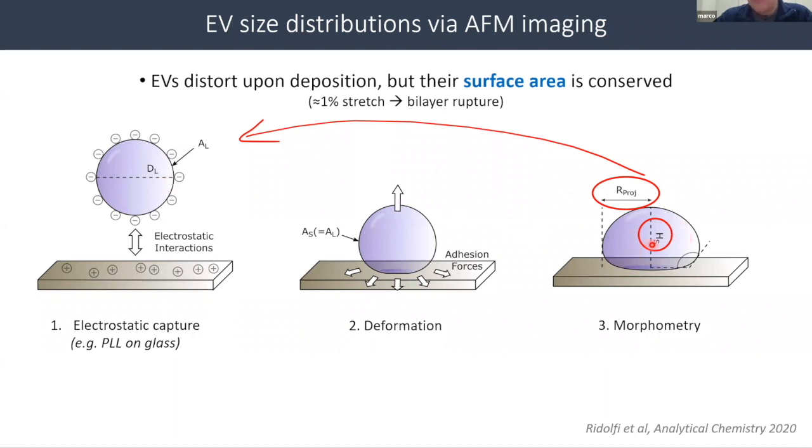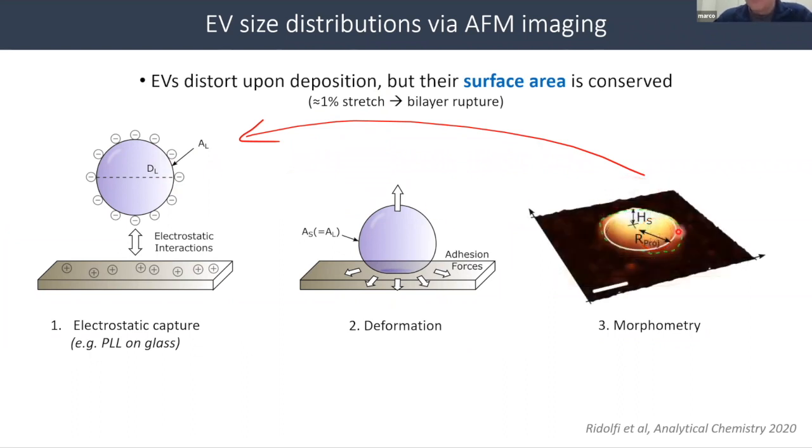This assumption of conservation of surface area is reinforced by biophysics, because we know that at room temperature a 1% stretch of the bilayer is already sufficient to rupture it. So all the intact vesicles will most likely have conserved their surface area. So with AFM images, you can automatically get the two parameters you need to get the surface area of the spherical cap and thus of the vesicle.